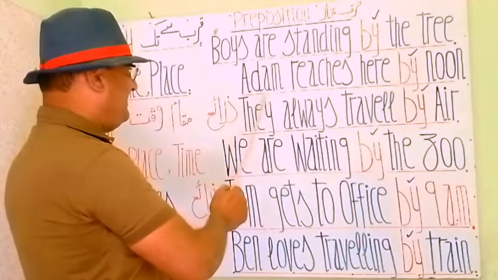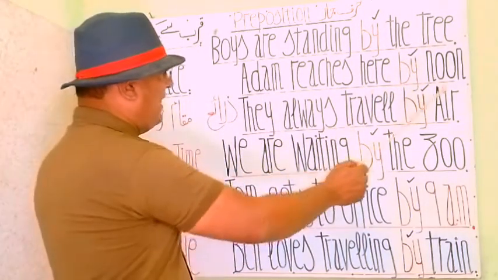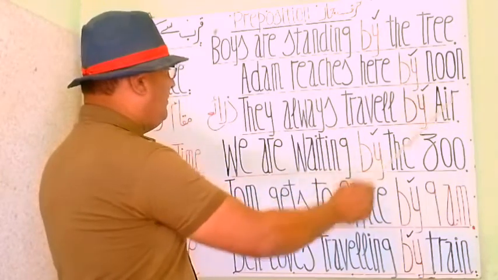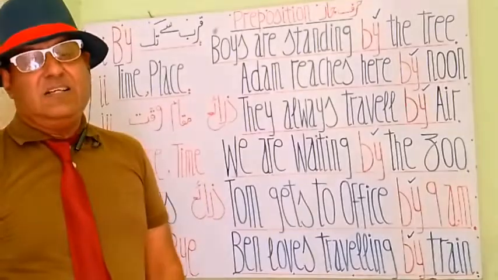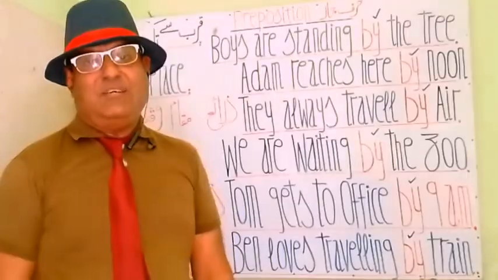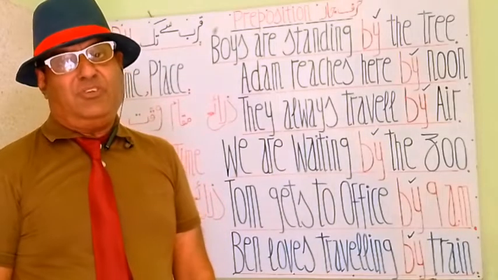And in the very next sentence, Adam reaches here by noon. Adam यहाँ दोपहर तक पहुँचता है. So in this sentence, by is used as a preposition of time. Preposition of time. Let's read out the next sentence.